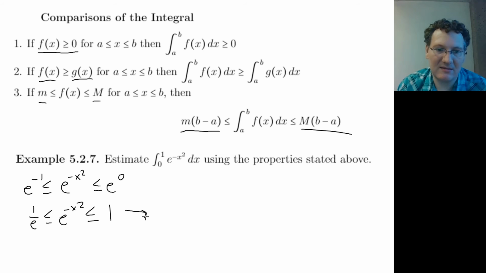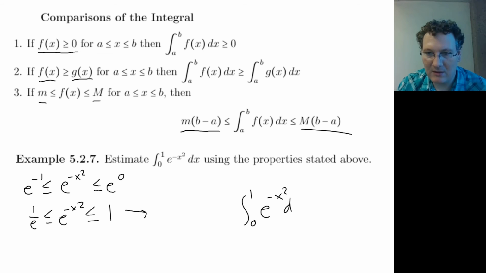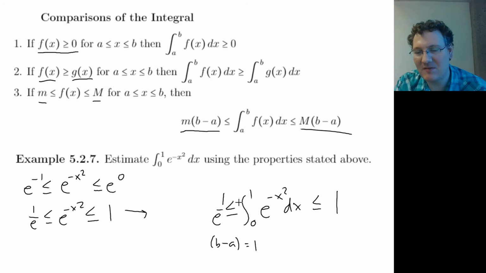And since this is the case, the integral from 0 to 1 of e to the negative x squared must be, since b minus a is just 1, the width of this interval is 1, less than or equal to 1 but greater than or equal to 1 over e. So this is an estimate of this definite integral using the properties above, but shortly we'll be using derivatives, or I should say antiderivatives, to get more precise with our answers.